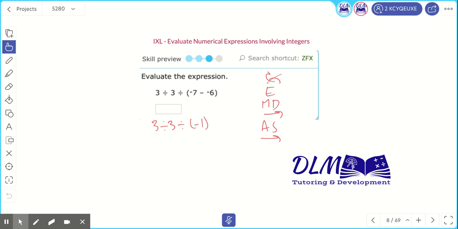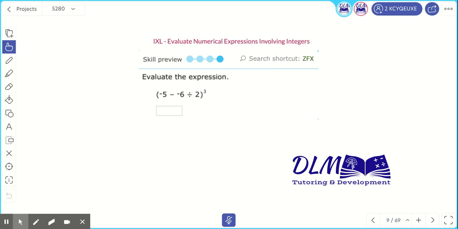Now I'm done with my grouping. I don't have any exponents. I don't have any multiplication, but I do have some division to do. And I'm going to go in order of left to right. So 3 divided by 3 is 1. So 1 divided by negative 1 is going to give me negative 1. So negative 1 is my answer, and I'm done.